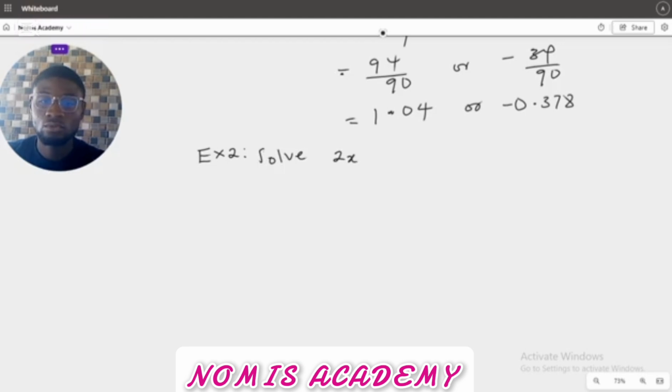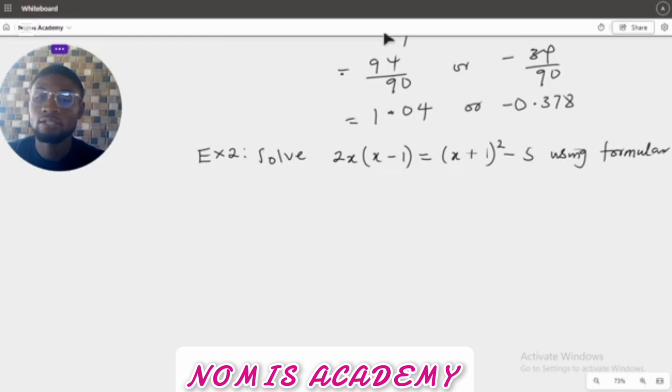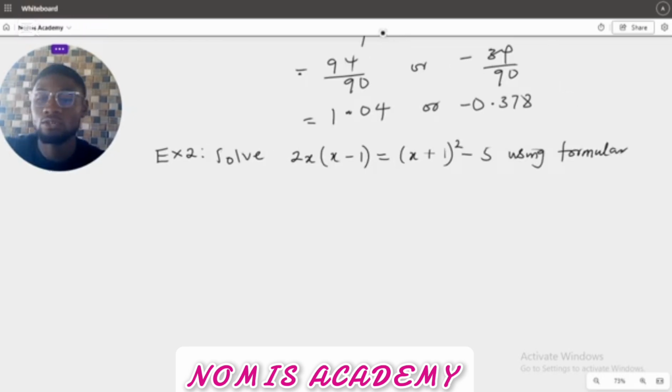2x(x minus 1) is equal to (x plus 1) squared minus 5, using the formula. So in the case of this topic, you will need to rearrange these equations to make it look like a single equation before we now use the formula to solve it.